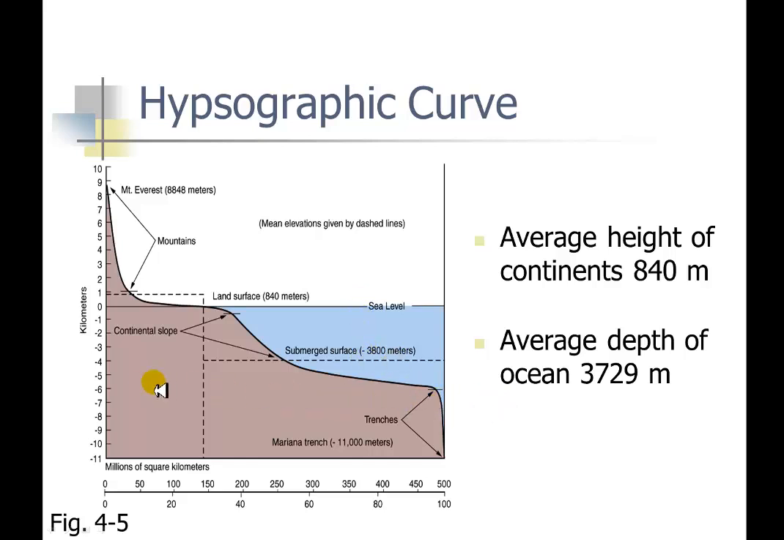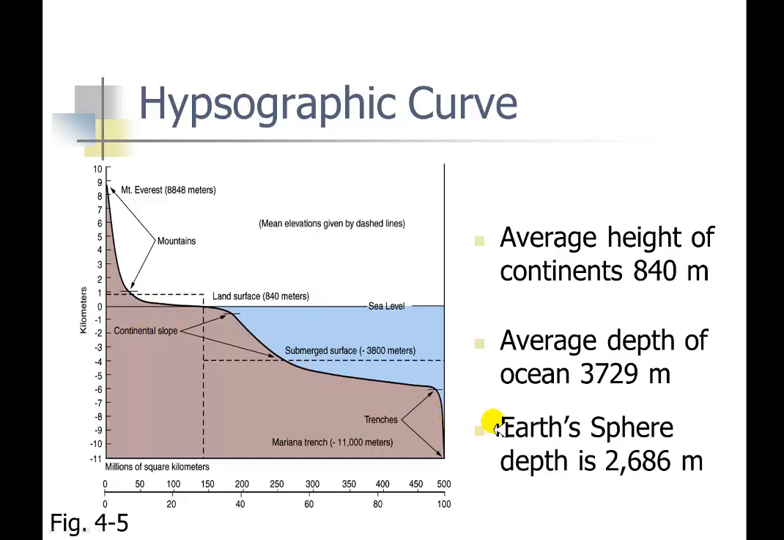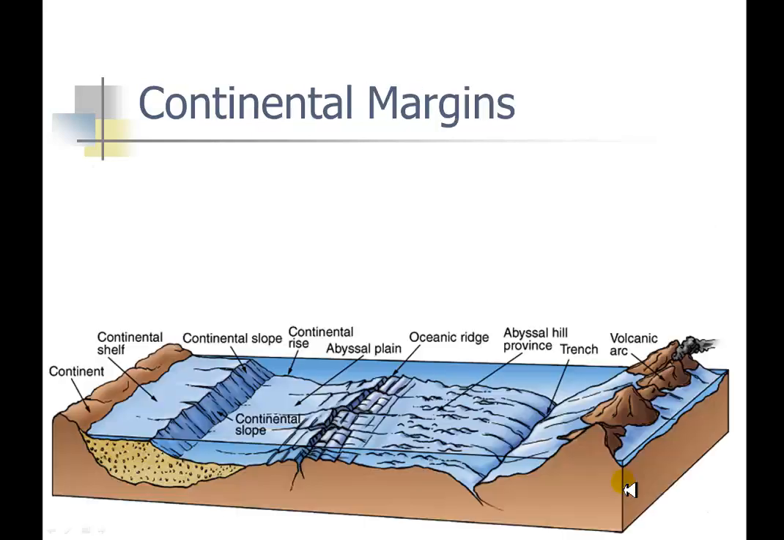And if you were to smooth out the entire planet, you'd end up with water over the entire surface, and that would actually give you an ocean that's 2,686 meters, and that's called the Earth's sphere depth. So if you actually smoothed out the Earth and made it into a perfect sphere, you'd have an ocean sitting over the entire planet of about 3,700 meters.